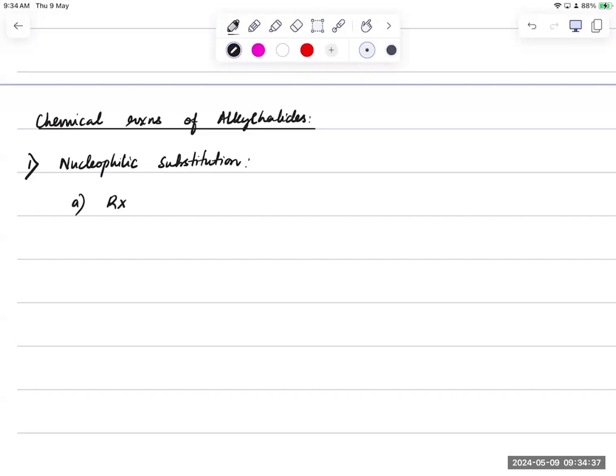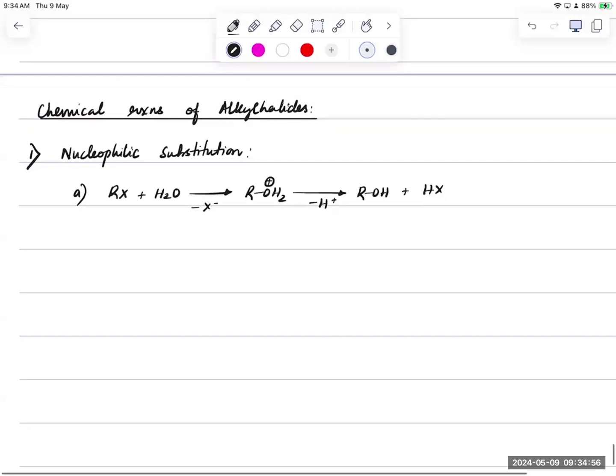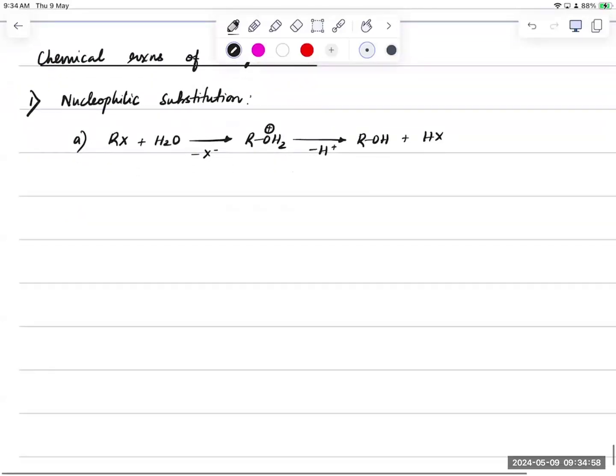Examples: if you take RX added with H2O, right? So we will get this as ROH2+. This is a solvolysis reaction. And then H+ will be removed. So we'll get this as alcohol plus HX, with X minus here. This is the product we will get. Clear?